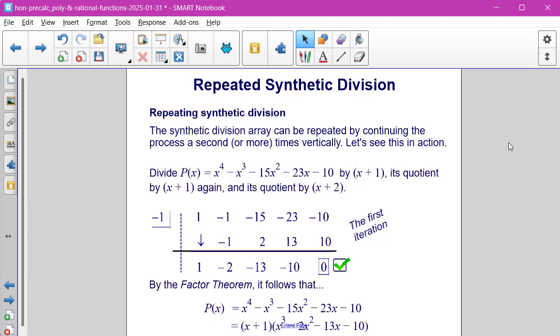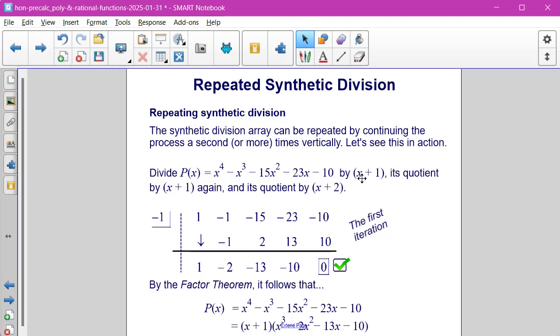Now let's talk about repeated synthetic division. The synthetic division array can be repeated by continuing the process a second or more times vertically. Let's see this in action. If we have this new polynomial function p of x, which is equal to x to the 4th minus x cubed minus 15x squared minus 23x minus 10, and we're dividing it by the factor x plus 1, its quotient by x plus 1 again, and its quotient by x plus 2, we will end up with the following.